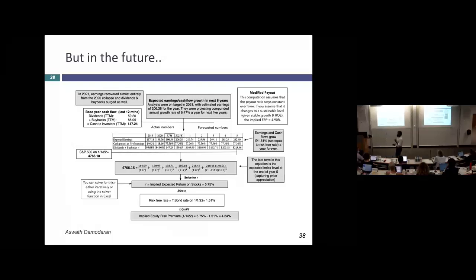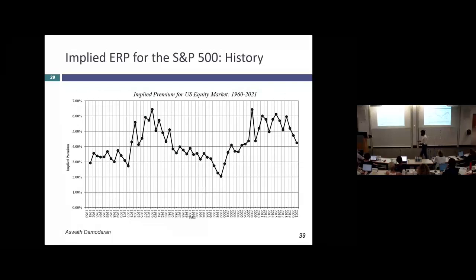So an implied premium is forward-looking, based on expected cash flows. It's dynamic. Every time markets change, that premium will change. And to get a sense of where that 4.24% would have put us, given the history of implied premiums in the U.S., this is a graph of implied equity risk premiums in the U.S. There's the 1960s, an incredibly stable period for U.S. stocks.